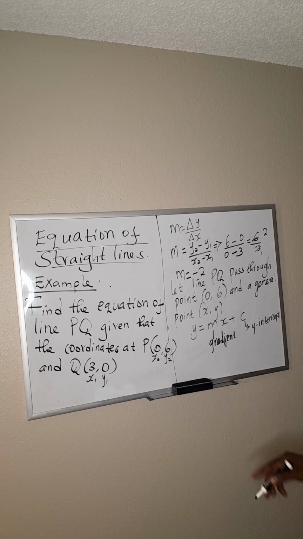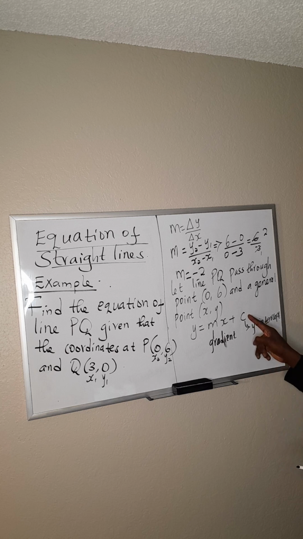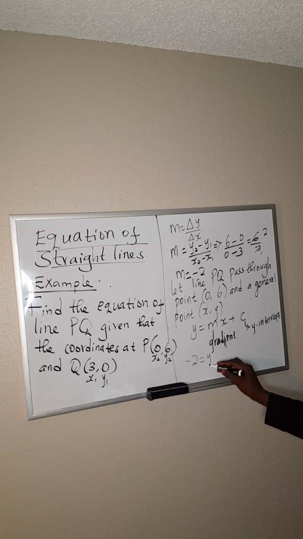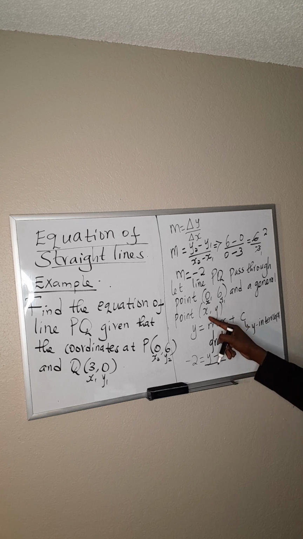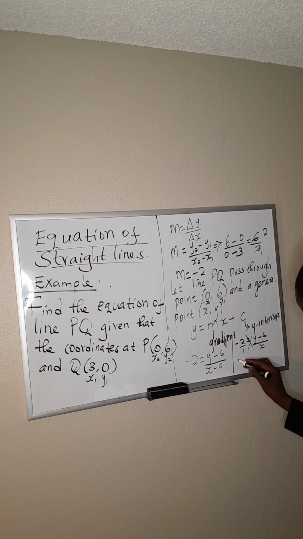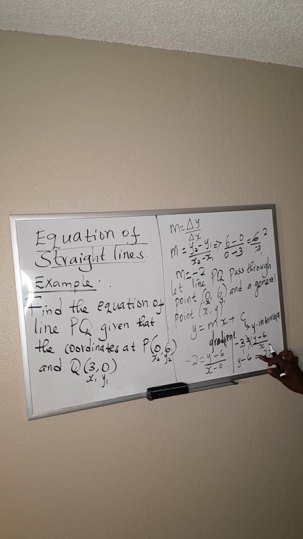Y-intercept means when you plot this particular line PQ on the x and y axis, it will pass through the y axis at point c. x and y are variables. So we go ahead and write the gradient. Negative 2 is equal to the general point y, subtract from it the y coordinate, y1, which is 6, everything out of x, subtract from it 0. So I have negative 2 is equal to y take away 6, everything out of x. This one here is out of 1, then I cross multiply. So I have 1 times negative 6, minus 6 is equal to negative 2 times x, negative 2x.